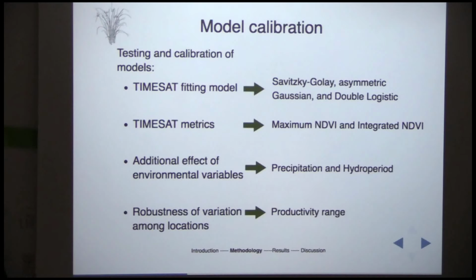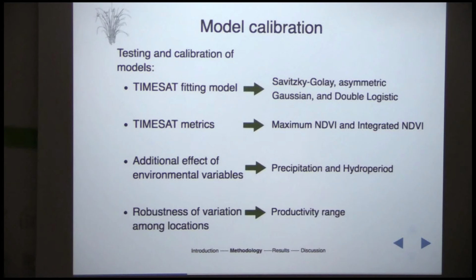After that, we calibrate the model. And in this step, what we did is to test different options, to test what works and what doesn't work. First, we test which of the fitting models of TIMESAT works better: the Savitzky-Golay, the Gaussian, or the double logistic. Second, we test which metrics work better, and also not only which metrics work better. We also test if the relation between the biomass and these metrics was a linear or non-linear relation.